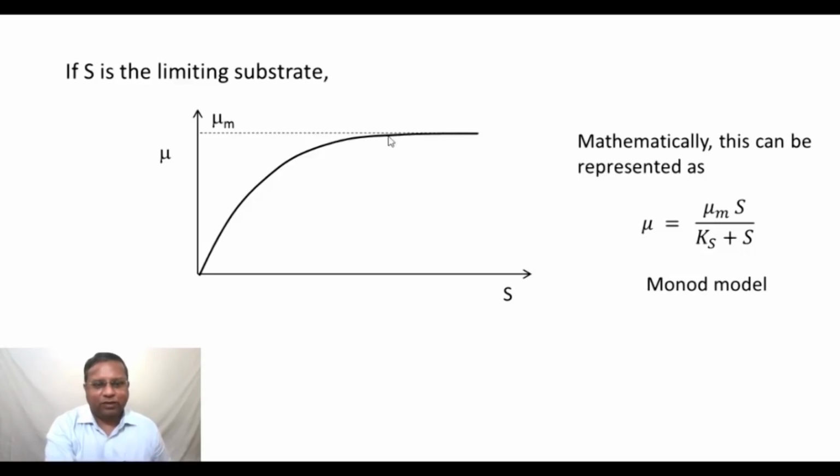If you have enough substrate and you happen to be in this regime, then mu becomes a constant equal to mu m. That is the situation when you have mu m as a constant. In general, Rx equals mu x, and mu need not be a constant. If you have enough substrate, then mu equals mu m, which happens to be a constant.